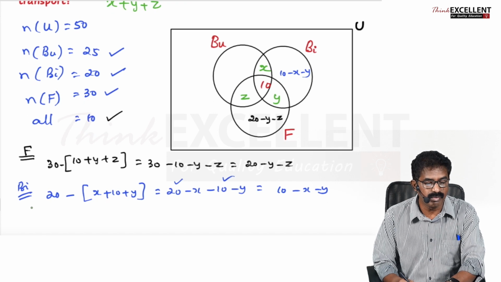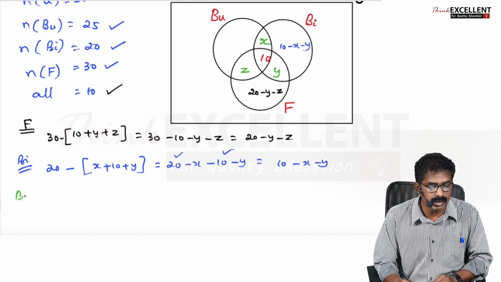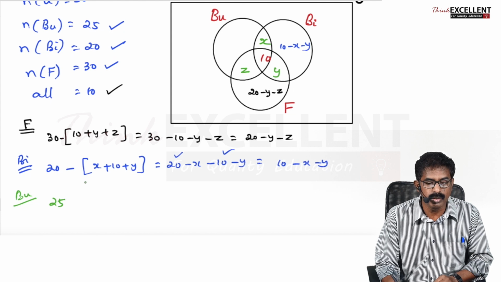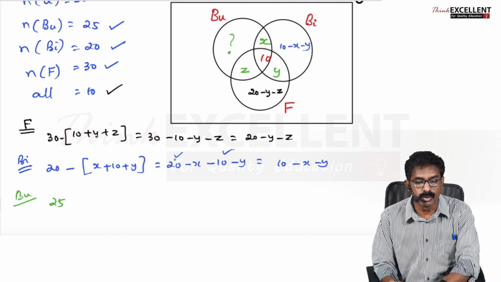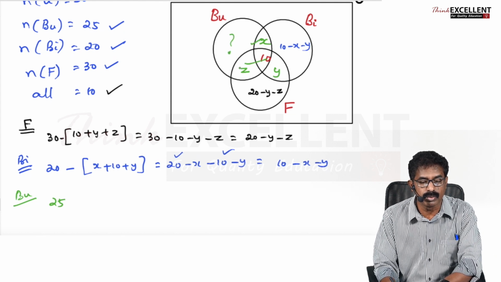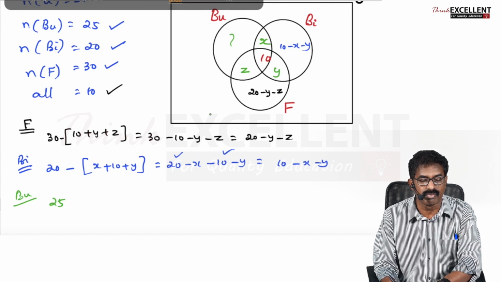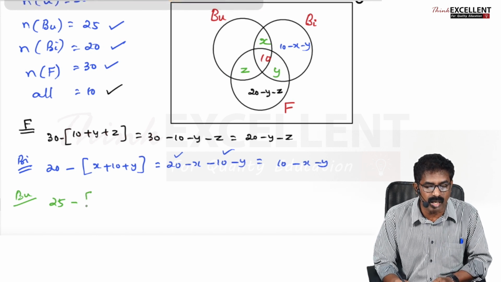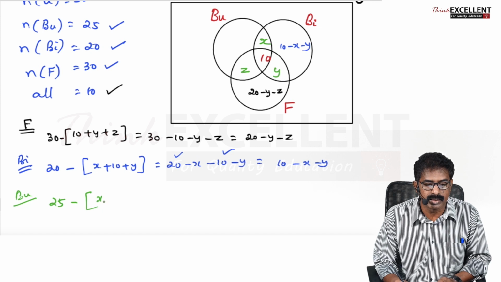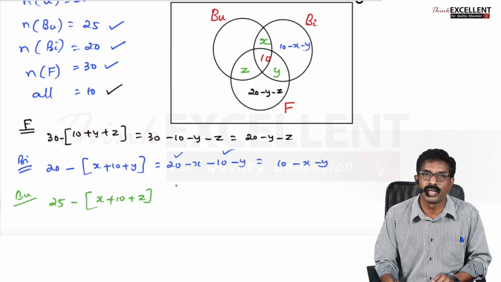So by bus it is 25. So coming by bus it is what? 25. So what do you have to write here? From 25 you remove these 3, 1, 2, 3, right? These 3 you remove from 25. So 25 minus of, what you written there? X plus 10 plus z, right? That 3 you have to subtract it.